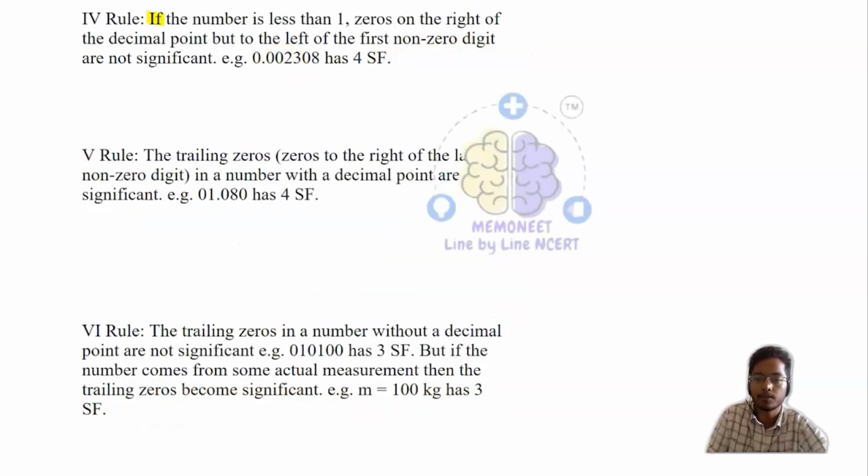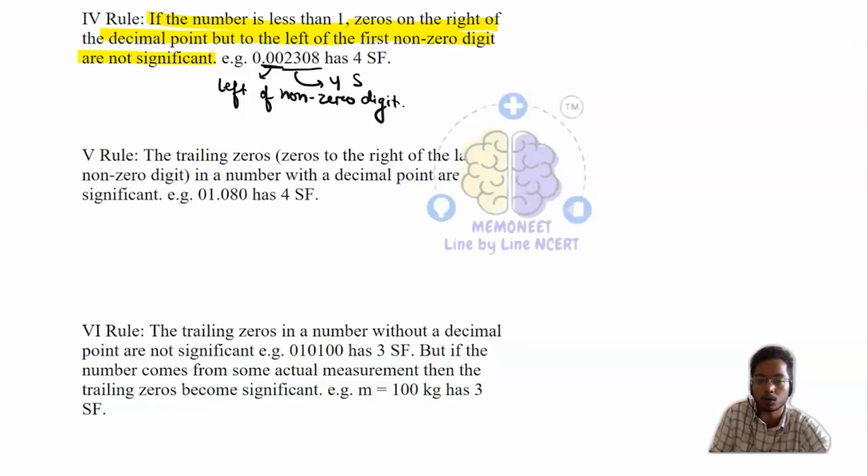The next rule is that if the number is less than 1, the zeros on the right of the decimal point but to the left of the first non-zero digit are not significant. What does it mean? Let's say we have 0.002308. Here these two zeros are to the left of the non-zero digits, but to the right of the decimal point. They are not significant. So we have 4 significant figures here, that is for the 2308.